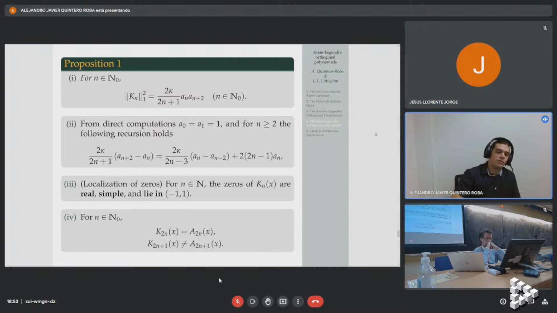No obstante, los polinomios de grado impar son diferentes. Entonces, fue para estos que la prueba de los ceros reales simples y en el intervalo de menos 1, 1 fue más complicada.